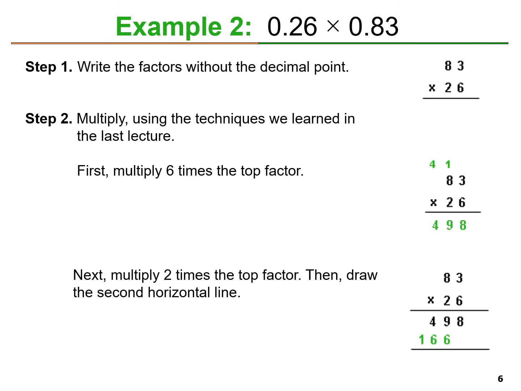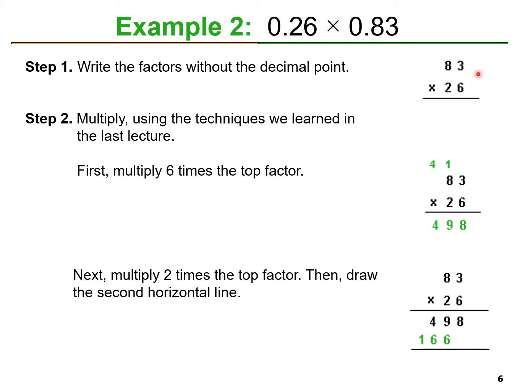Example 2, we're going to multiply two two-digit decimal numbers. So we're going to multiply 0.26 by 0.83. Step 1, write the factors without the decimal point. So 0.26 without the decimal point is 26. 0.83 without the decimal point is 83.